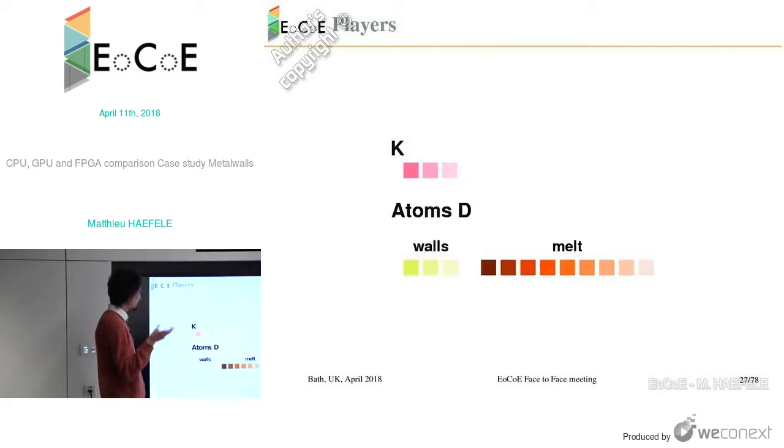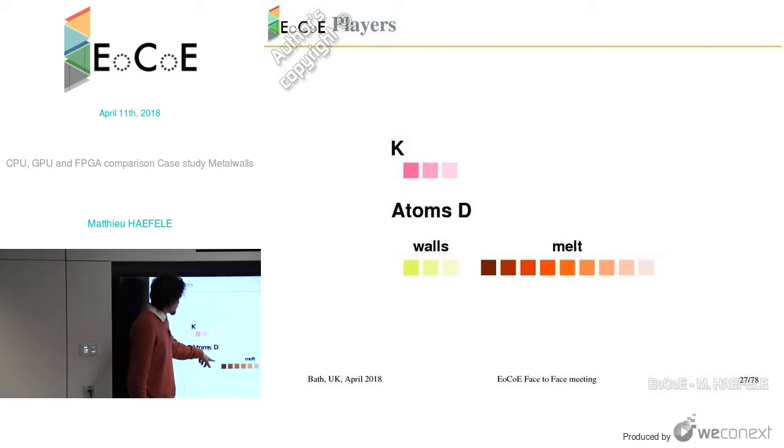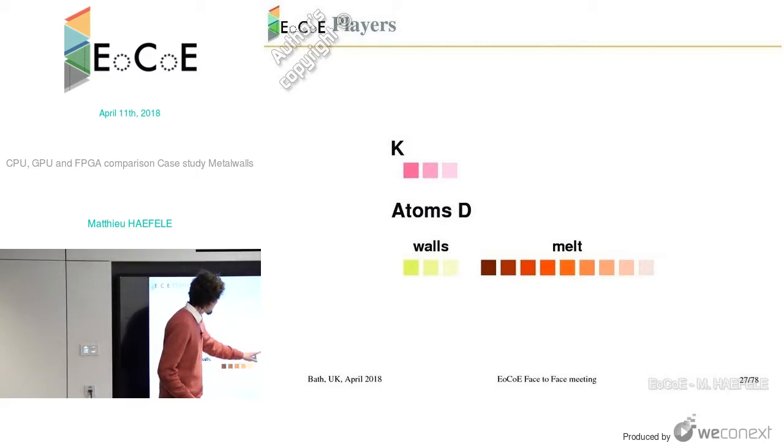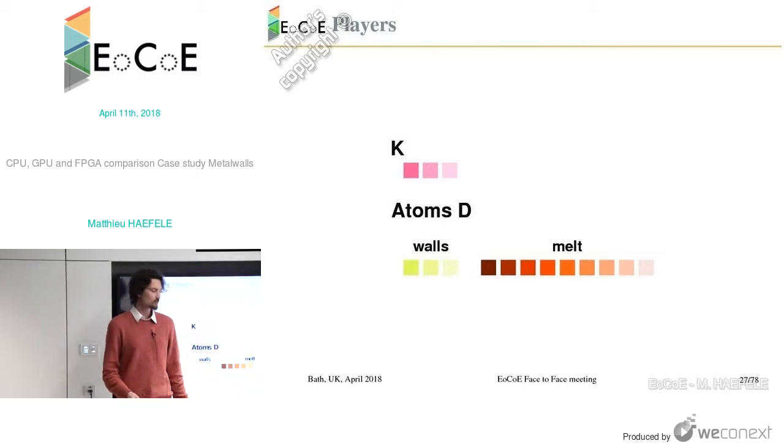First, our players, so that's our data. We will have 3 modes in total. So in our example, because I made an animation, but that's just a toy animation. Of course, you have much more atoms and modes in reality. We will have walls with 3 atoms and 9 atoms in the melt. Each color is a different atom.